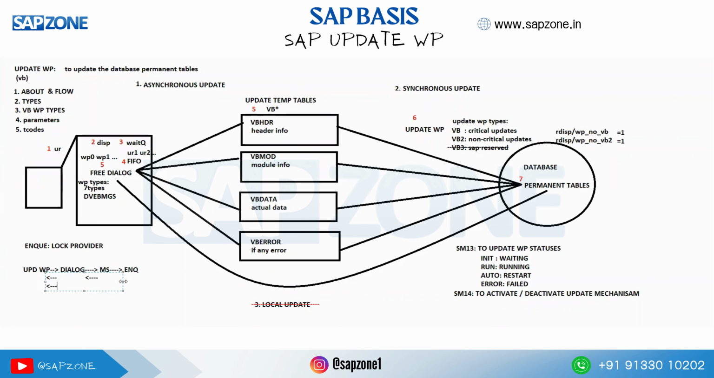Okay, like this, the update will get the lock from the NQ. This is lock flow. How we need a message server here? Yeah, that we will discuss in the message server. Okay, this is lock flow. NQ is the lock provider. So this NQ locks you can check at SM12. SM12 is the transaction to check NQ locks.